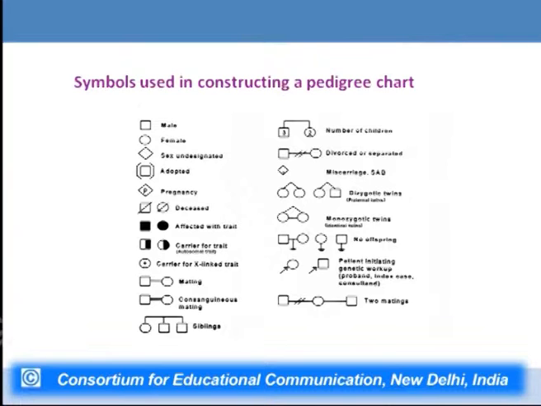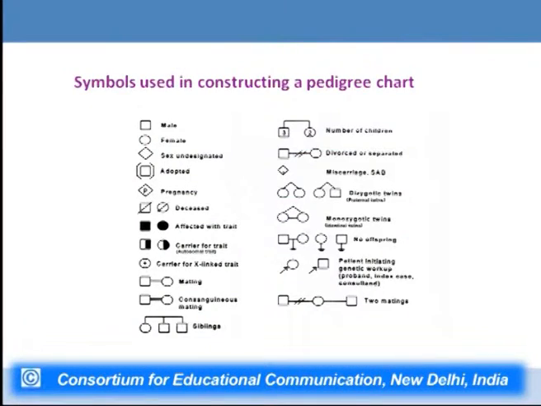Individuals who are adopted would be represented by a square which is enclosed in parentheses. Any pregnancy will be denoted by a rhombus, and the letter P is put inside that rhombus. Those individuals who died in a family history will be represented by a square or circle with a diagonally crossing line present there. Individuals who are affected with that particular trait will be shaded.